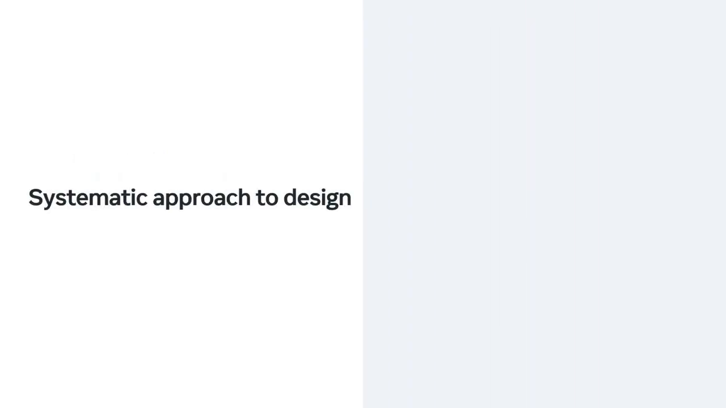A UI kit is similar to a design system, but as its name suggests, it is limited to the elements and features that populate a user interface or UI. A UI kit still shows a systematic approach to design, for example, a typographic scale or a color system.